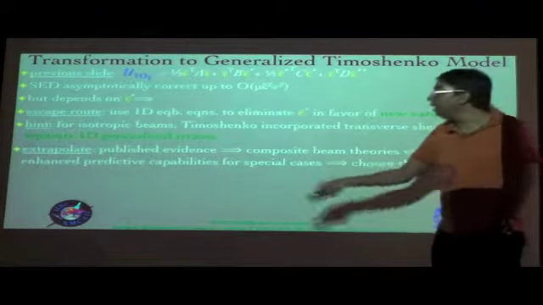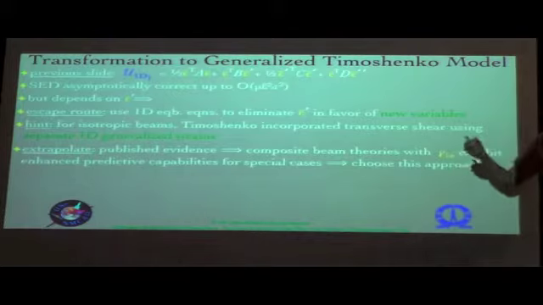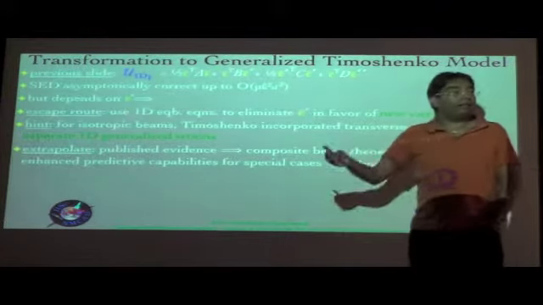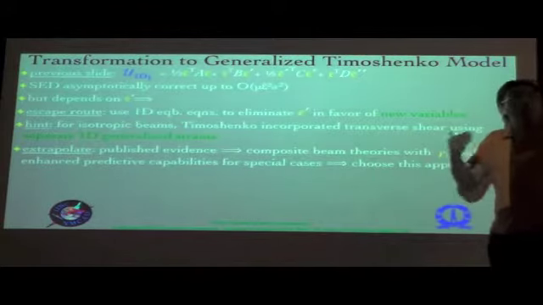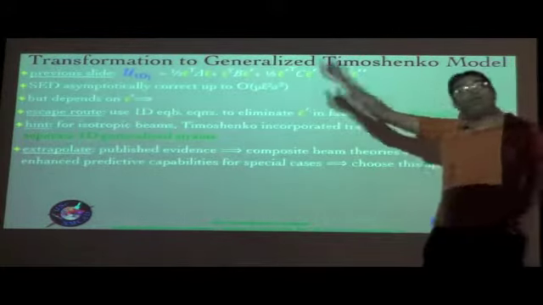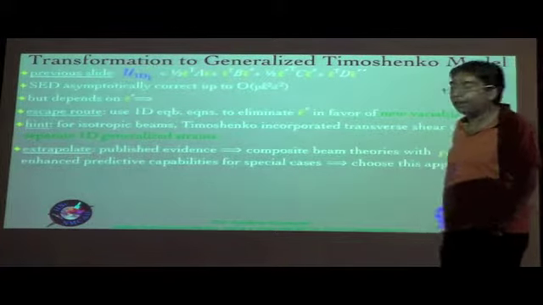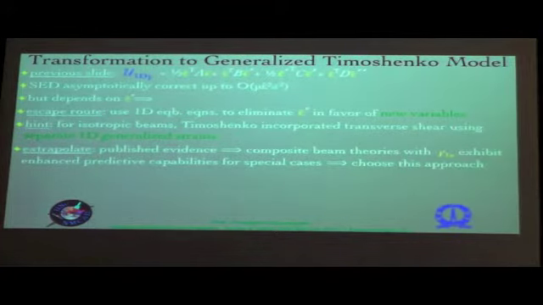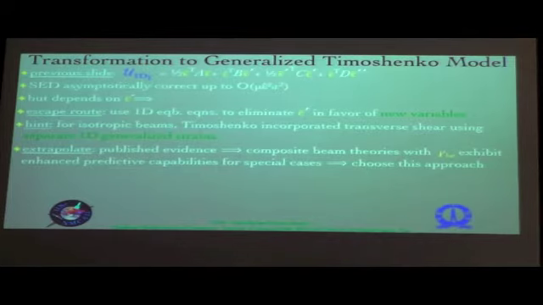So that means that by using that, even though what you would have is not asymptotically correct, it is close to being asymptotically correct, but still the results would be better than using the classical theory alone, that is basically the zeroth order theory that we derived earlier. So that is one of the reasons there. Gamma 1 alpha exhibits enhanced predictive capabilities for special cases, not for the general case, and therefore we choose this particular approach.